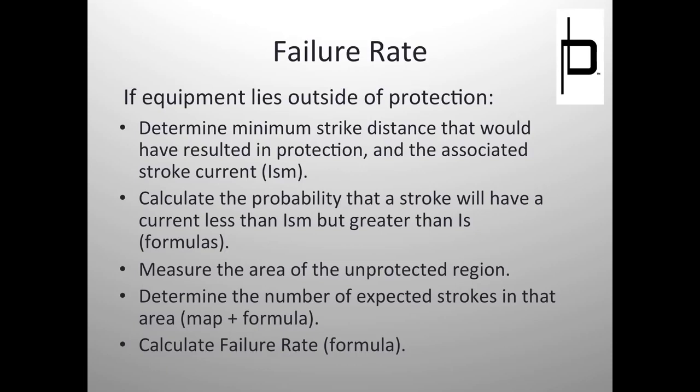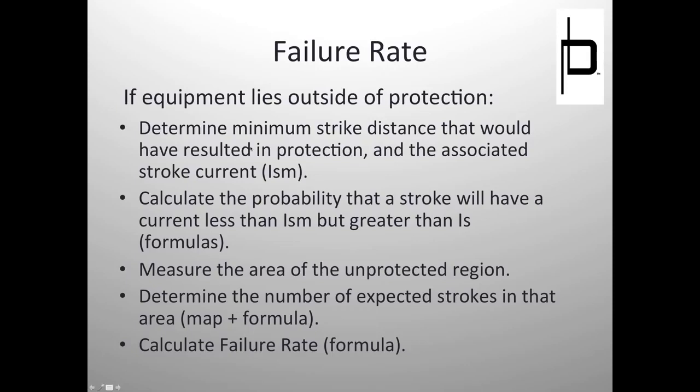So, failure rate. Now, we've defined all the zones of protection and how to define whether something is protected. But what if that equipment lies outside those tents or those witches' hats? What if that equipment falls out of our zones of protection? Do we try to protect it, or is that always economical? This failure rate calculation will show us exactly how many strikes we can expect for that area, and then we can make a determination whether we need to add shielding protection or not.